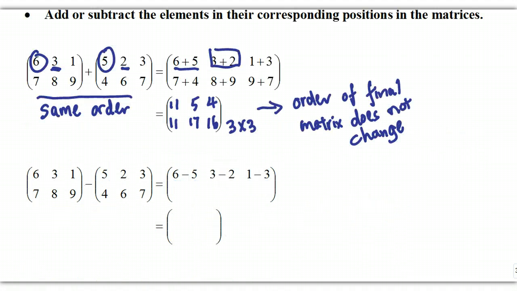Okay, let's look at another example. This time round, we are going to subtract two matrices. And again, first thing, I make sure they are of the same order. And what I do is I look at the corresponding elements and I perform the subtraction. So the subtraction for the first three elements are done for you. Before I fill up the last three elements, can you try it by yourself? Give you a few seconds.